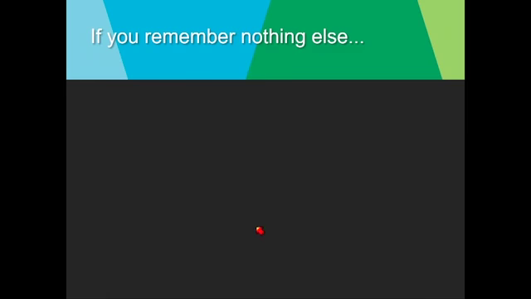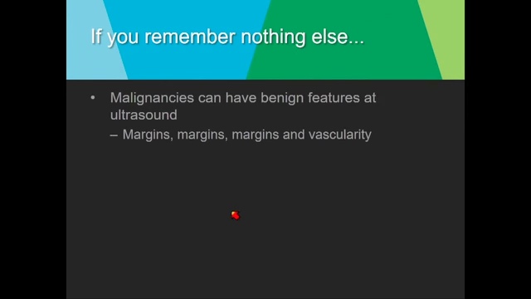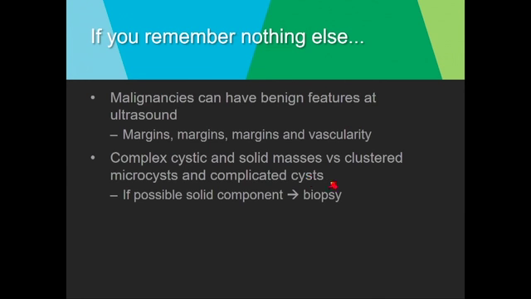So if you remember nothing else from this talk, malignancies can have benign features at ultrasound. Very important to assess the margin. That will often be the key finding, even with many other benign features, and also to look for vascularity. It's helpful if it's present, not terribly helpful if it's not.